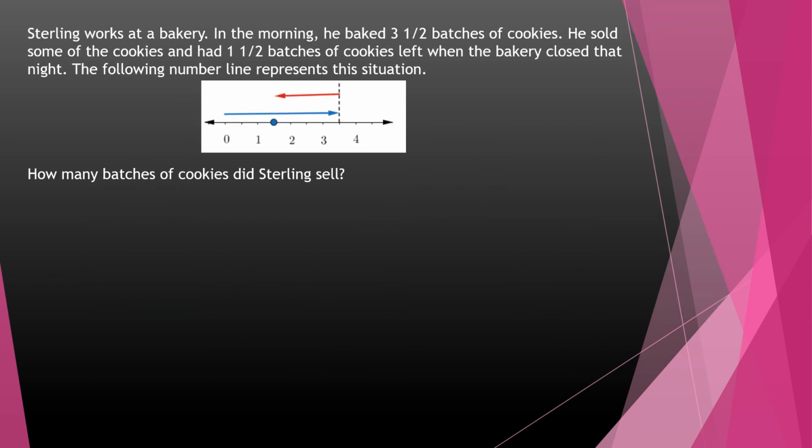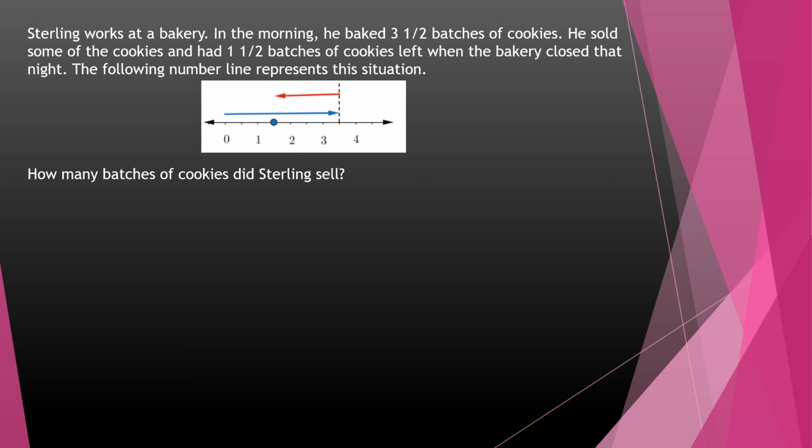Okay. Last question here. Sterling works at a bakery, and in the morning he baked 3.5 batches of cookies. He sold some of the cookies and had 1.5 batches of cookies left when the bakery closed at night. The following number line represents this situation. So we want to know, how many batches did Sterling sell?